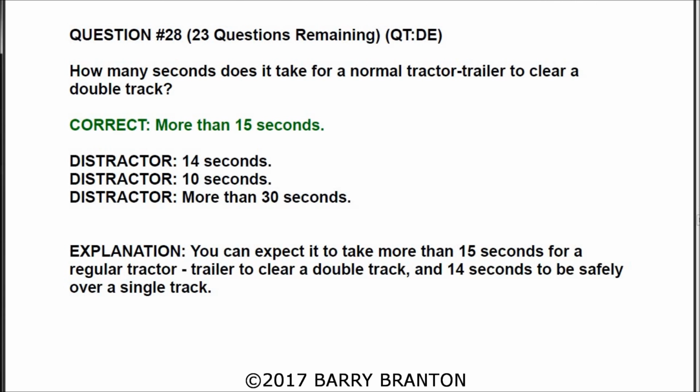Question number 28. How many seconds does it take for a normal tractor trailer to clear a double track? The correct answer is more than 15 seconds. The explanation is you can expect it to take more than 15 seconds for a regular tractor trailer to clear a double track, and 14 seconds to be safely over a single track.